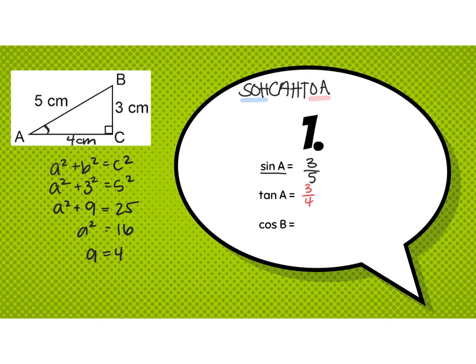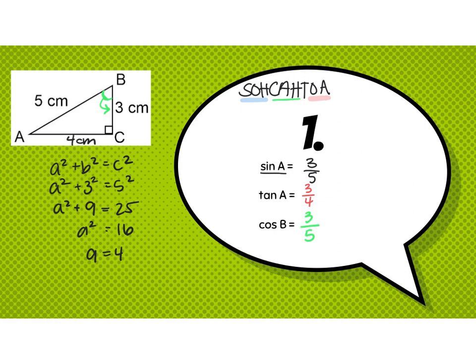Let's look at the last one here. It says cosine of B. We're using cosine, so CAH, which is adjacent over hypotenuse. Now, we have to be really careful here on this one because it's saying angle B. Angle B is up here. Adjacent, remember, is right next to the angle, so that's 3 over the hypotenuse, which is 5. The ratio for cosine of B is 3/5.